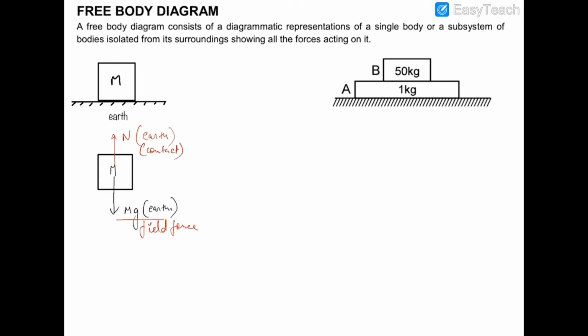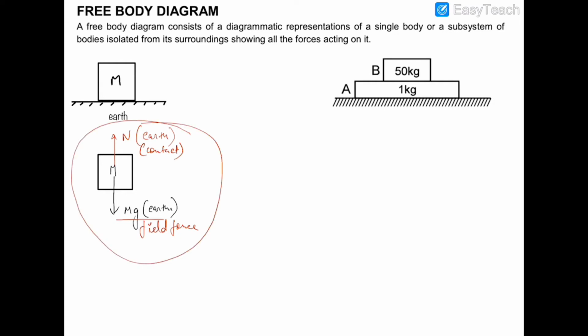In fact, I can say that if this block was not touching the surface of the earth, then this normal reaction would not have been acting on the block. But even though the block is not touching the surface of the earth, this mg is still acting on the block due to earth, because it is a field force. And now this is the free body diagram of this block.